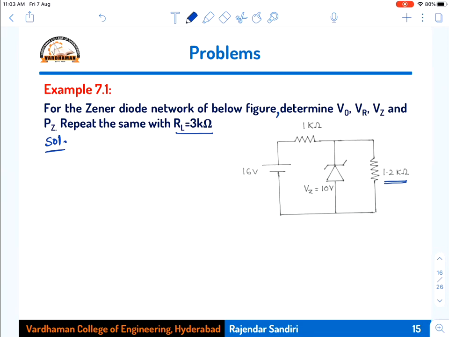So how do we solve this? What is given here? Everything in the circuit diagram is given. This is VI, 16 volts. The R value is given. RL value is given as 1.2 kilo ohms. And the GNR voltage is given as 10 volts. Okay, so 10 volts. Now if you represent the current maybe here as IR, I can represent like this.